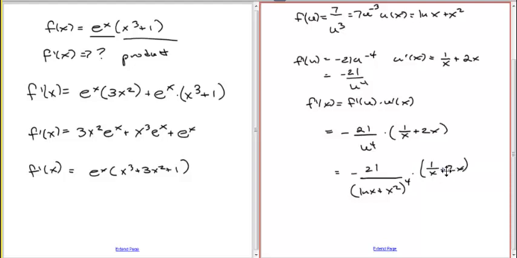Now I could combine this into a single fraction. So let's do that, negative 21 times. So what we'd have is, we want to have a denominator of x. So that term is 1 over x. And then we multiply both the numerator and the denominator by x. So I get 2x squared. So that would be the answer. Okay, so the product rule, chain rule.